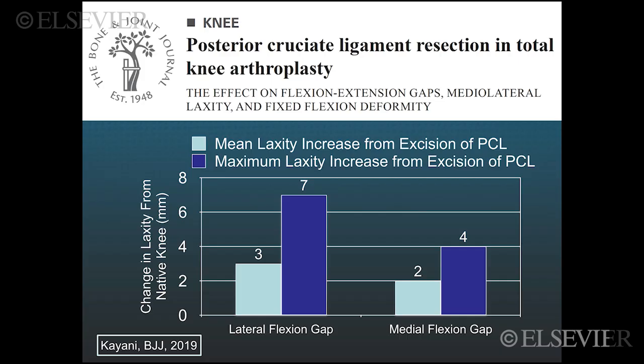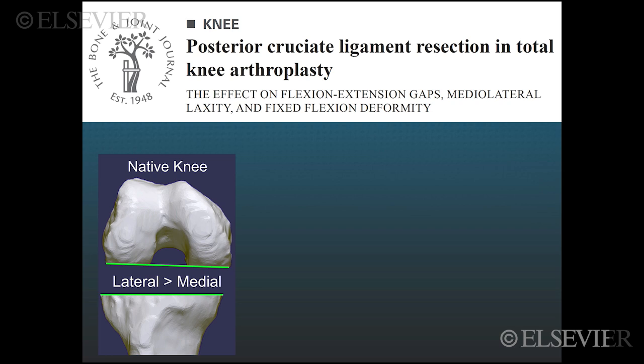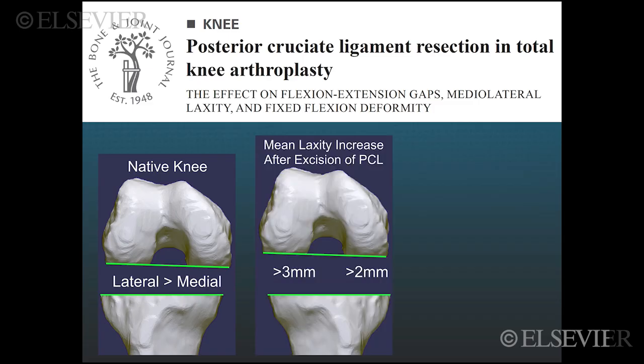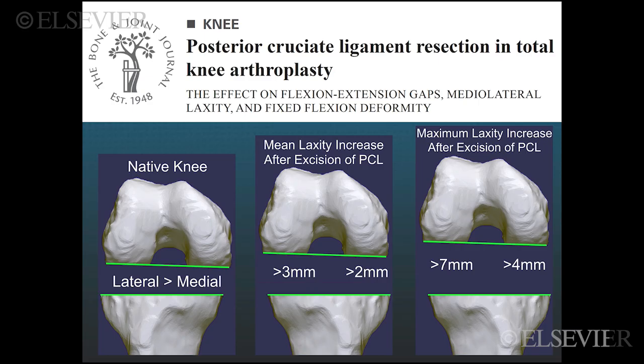So you have to be able to adjust for this wide range of change in the flexion space laxity when the PCL is excised. Schematically, this is the way it looks. In the native knee, if you had your 2 cuts, you'd have this sort of trapezoidal gap in 90 degrees of flexion. But then the mean laxity increase will make this gap bigger, 3 millimeters greater laterally and 2 medially. And look what happens with the maximum laxity increase. You have a huge gap increase in flexion, but not in extension.